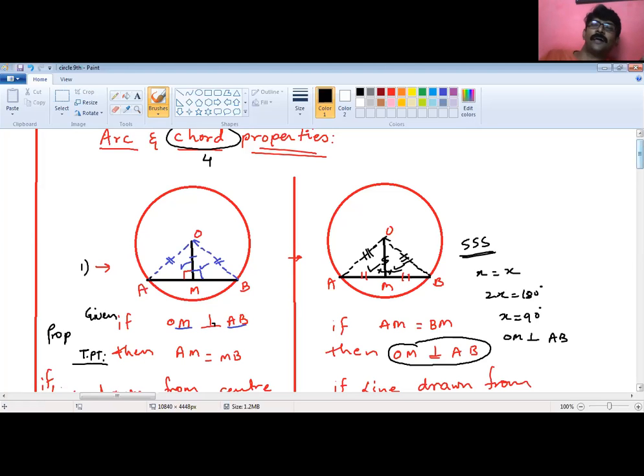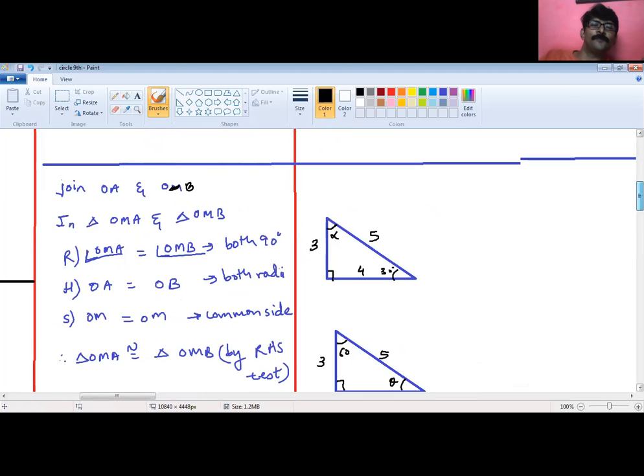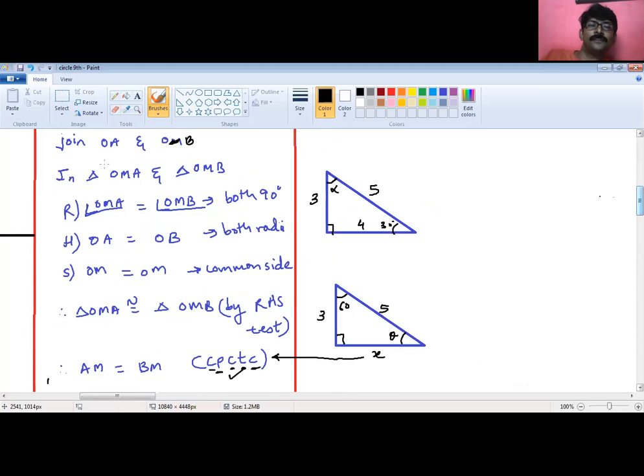Now I have written this proof over here. In case someone wants to write it down, please write it down. In triangle OMA and triangle OMB, these two are right angles. OA is equal to OB because both are radii, and OM is equal to OM because it is a common side. Therefore, triangle OMA is congruent to triangle OMB by the RHS test. Therefore, AM is equal to BM by CPCTC. I hope you understood that.